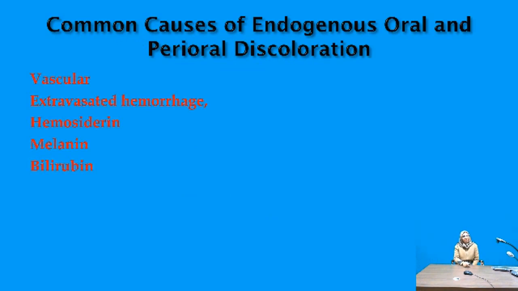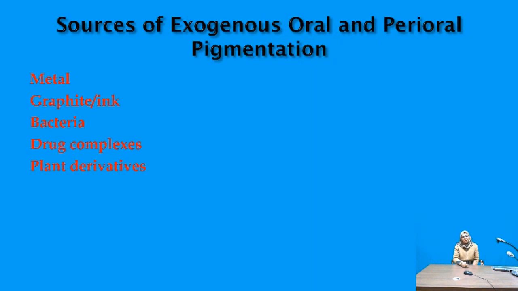To begin, we have two sources of oral pigmentation: exogenous source and endogenous source. Common causes of endogenous oral and perioral discoloration include vascular extravasated hemorrhage, hemosiderin, melanin, bilirubin. The exogenous sources of pigmentation include metal, graphic ink, bacteria, drug complexes, and plant derivatives.